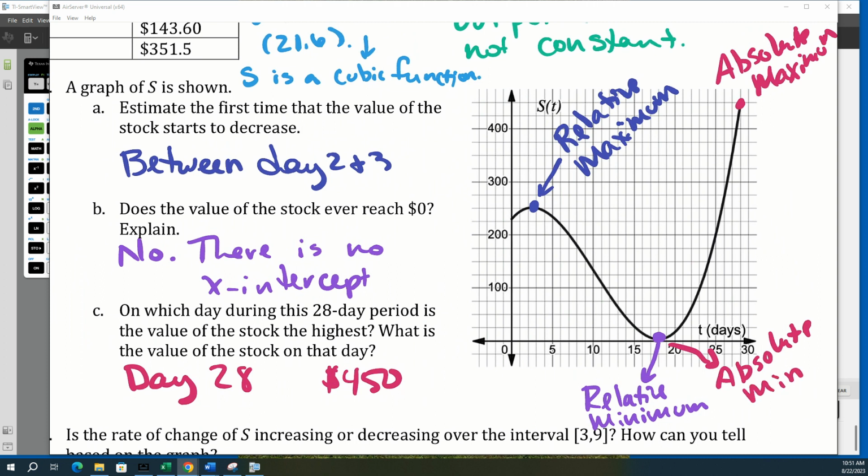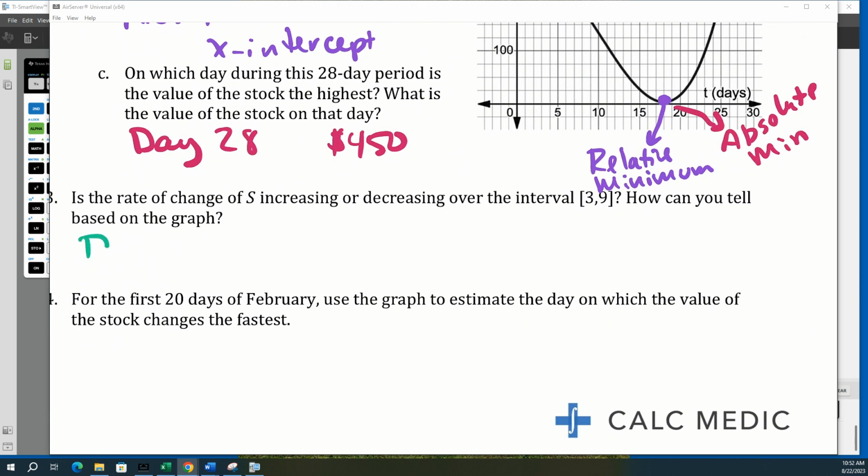All right. Number 3, it's a big question. We're going to try and get this straight in everybody's head. So is the rate of change of S increasing or decreasing on the interval from 3 to 9? Not is S increasing or decreasing. Is the rate of change of S increasing or decreasing? What do you think? Decreasing. Why? Concave down. Very good.